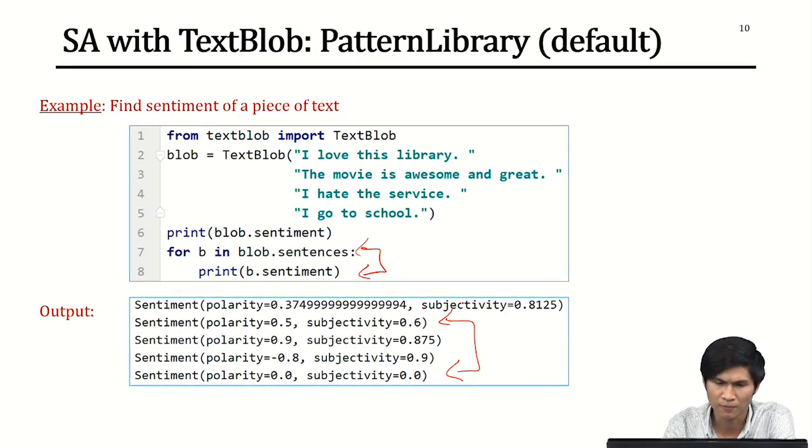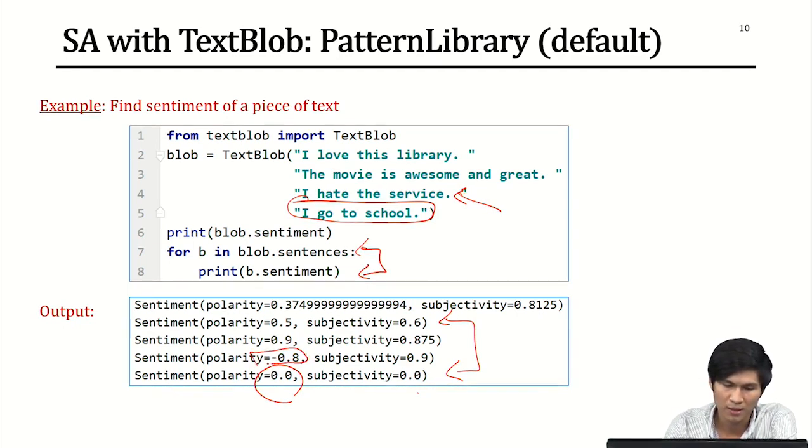As you can see from the last sentence, which says, I go to school, this basically just describes some information. It's not a positive or negative opinion of a user. So we obtain the polarity here as 0. And for this negative sentence, I hate the service, we obtain the polarity number, which is a negative number, minus 0.8.